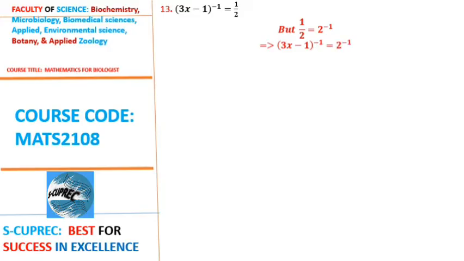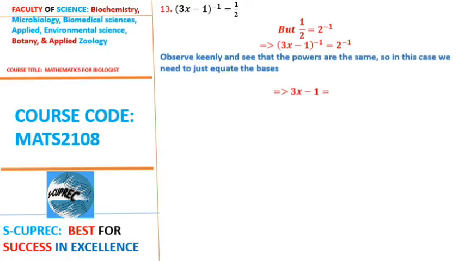So this simply implies that (3x minus 1) all raised to the power minus 1 will be the same as 2 raised to the power minus 1, which is a half. Okay, so observe keenly and see that the powers are the same on both sides of the equation, and since the powers are the same on both sides, we simply have to equate the bases. As simple as that.